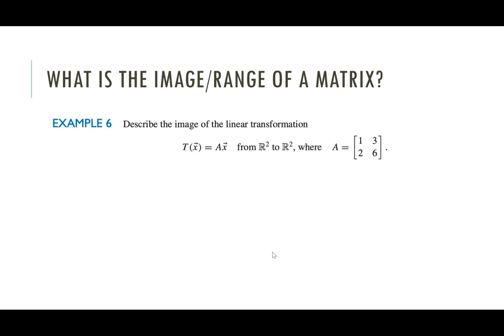So let's look at an example. Let's take a specific linear transformation that is represented by the matrix A, with rows 1, 2 and 3, 6. What is the image of this linear transformation? What are the possible set of outputs? Well, let's think about it. This matrix A times some random vector X is going to look like this.